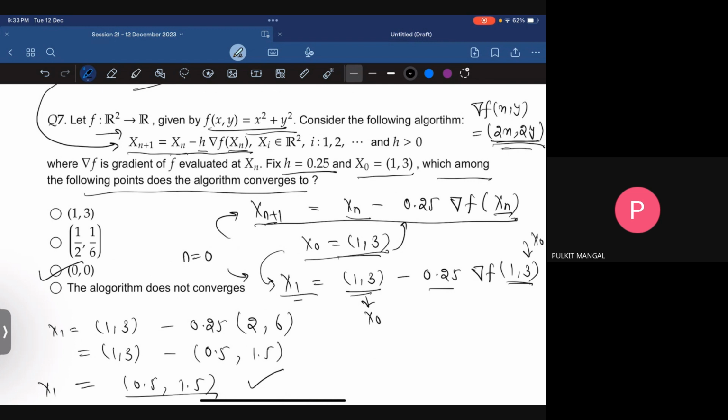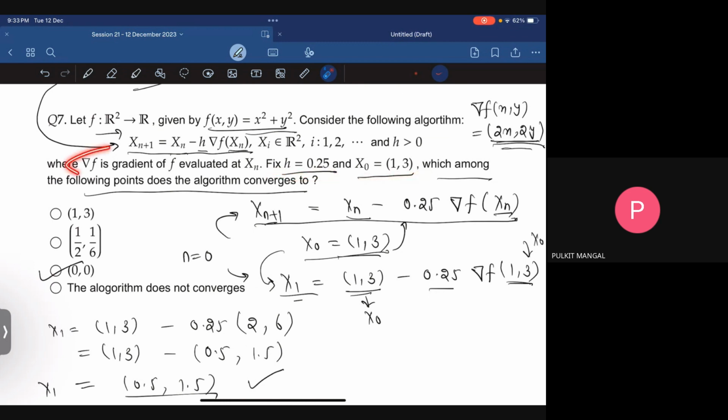Any doubt in this question? No, sir. I will still repeat this once again. We are given one function from R2 to R, defining my function to be x squared plus y squared. Now consider the following algorithm, that is x of n plus 1 is xn minus h times gradient of f at the point xn. So we are fixing my h to be 0.25 and my initial vector is 1 comma 3.